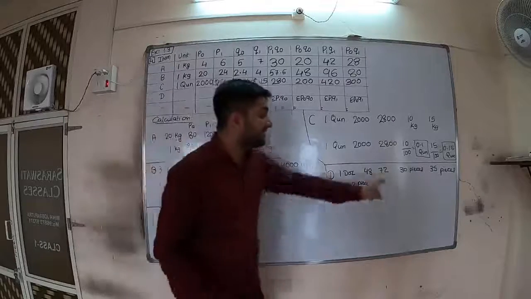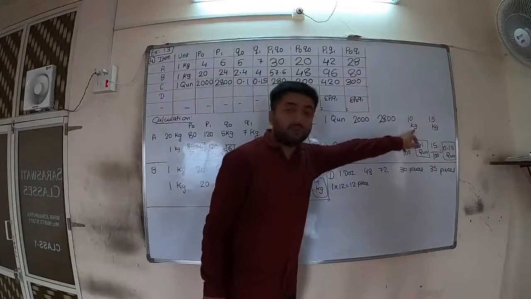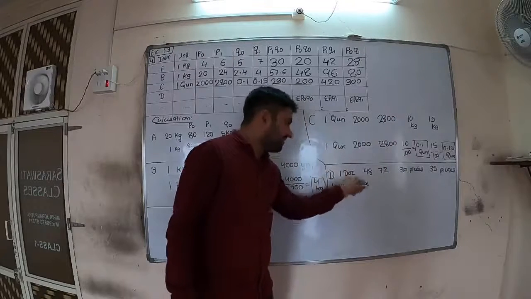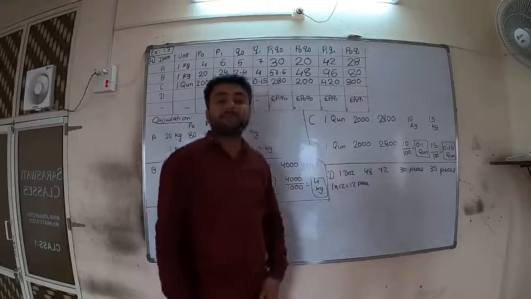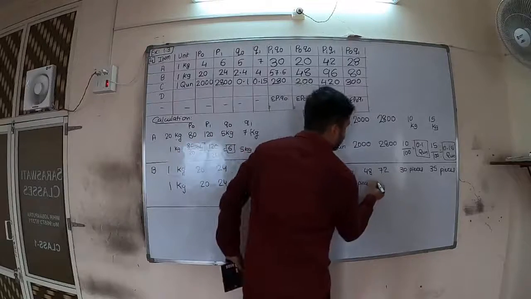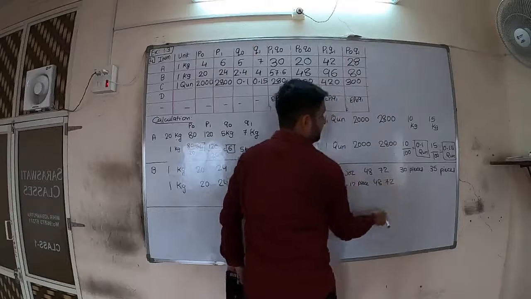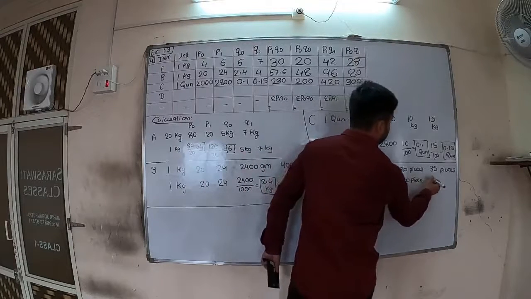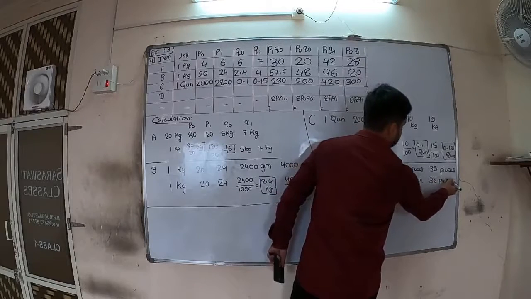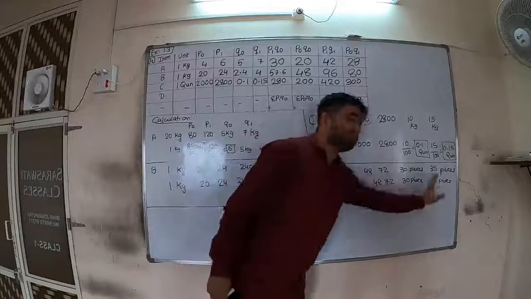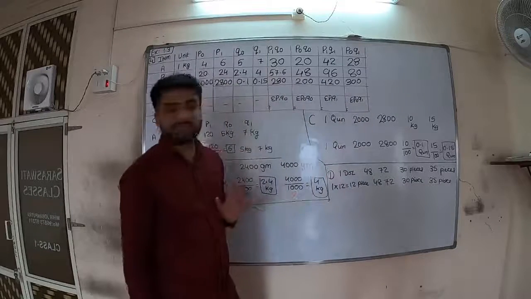Why have I written like this? See, when a small unit is converted to a big unit, then divide. When a big unit is converted to a small unit, then multiply. In 1 dozen there are 12, so 12 pieces: 48, 72, 30 piece, 35 piece. Now the units are the same, piece. Okay, the first step is done.